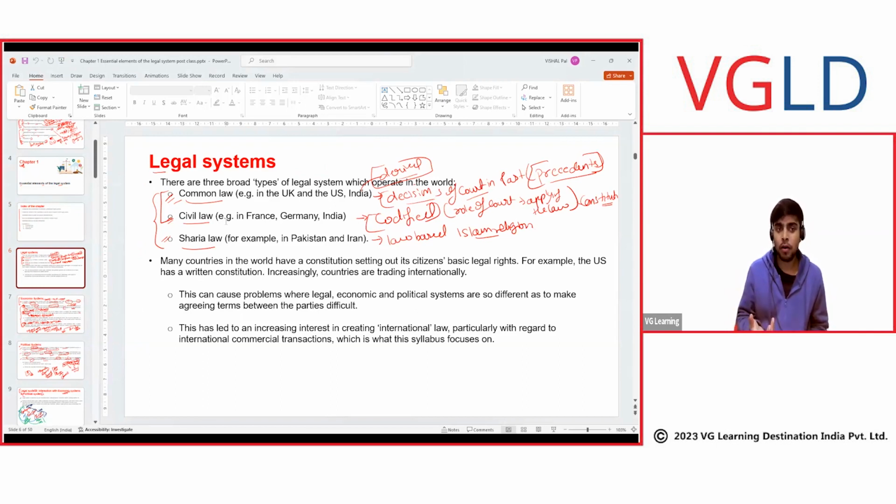What is civil law? Why have I mentioned France, Germany, India there? We'll also discuss that. And what is Sharia law? Sharia law is basically a law based on the Islamic religion. Civil law is basically the law that has been codified. When I say codified, it means written. These things we'll be discussing. I just touched on them in the last class and did not discuss them in detail, because they were going to come in detail in the later part.